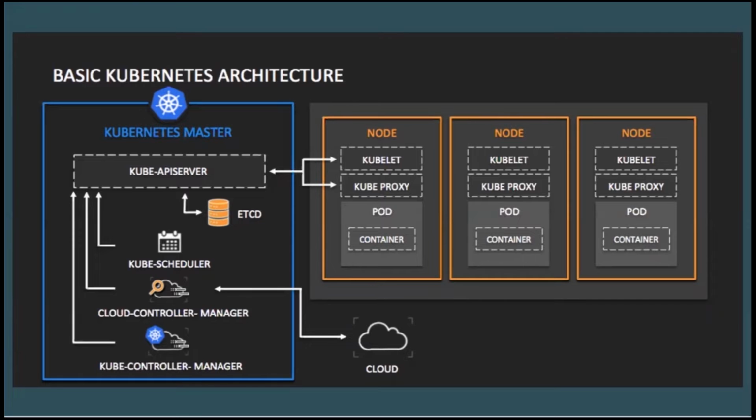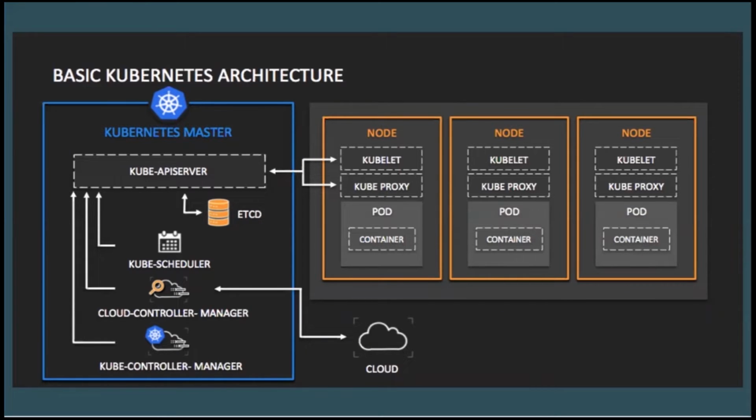So these are the four mandatory components for a Kubernetes cluster. One is Kube API server for communication, etcd for storing the configuration, Kube scheduler for scheduling activity, and Kube controller manager, the core service which manages the complete cluster.